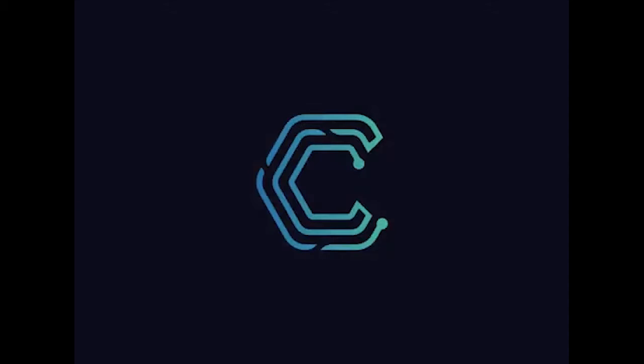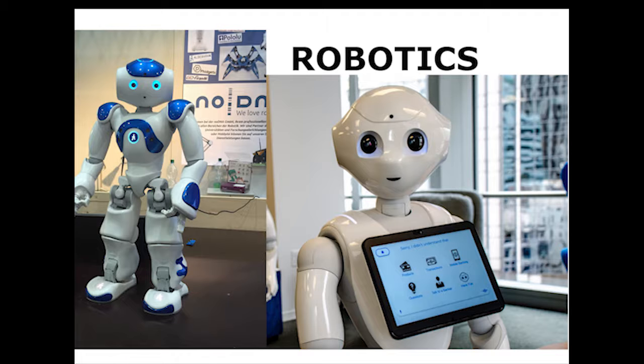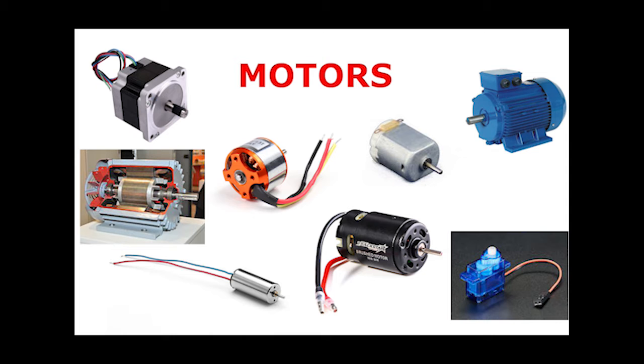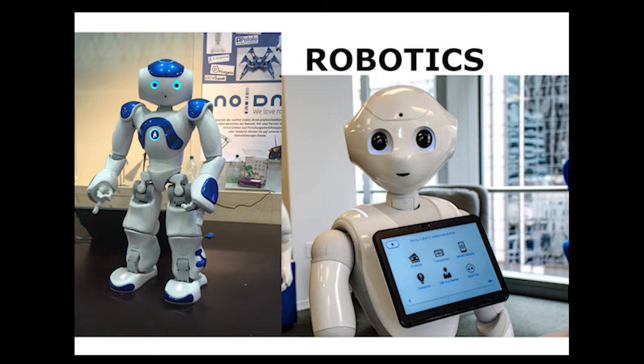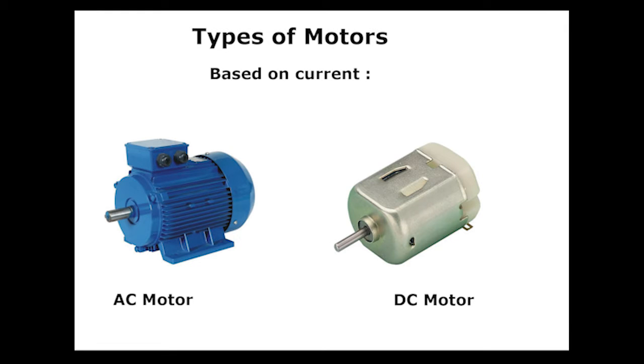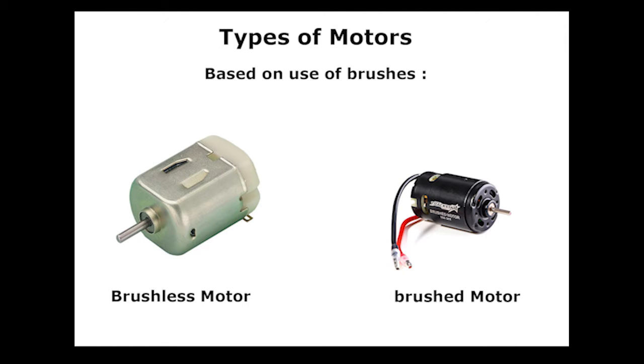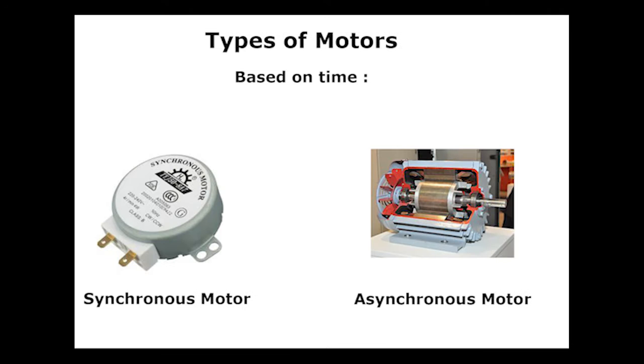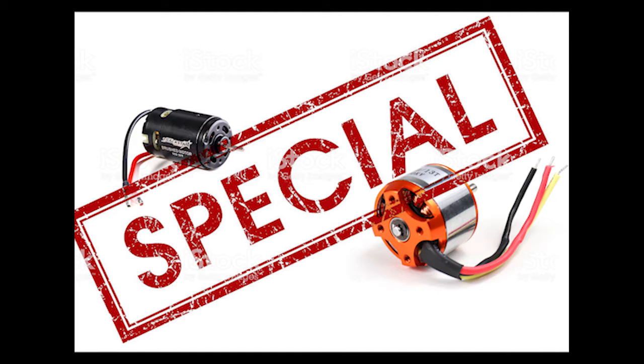I am Prashant Mishra and today in this video we are going to talk about an essential component of robotics, that is motors. Motors are widely used in robotics. Motors can be of different types based on type of current, DC motor or AC motor, based on use of brushes, brushless or brushed motors, based on time, synchronous or asynchronous motors. But the motor which we are going to talk about today is a very special motor.